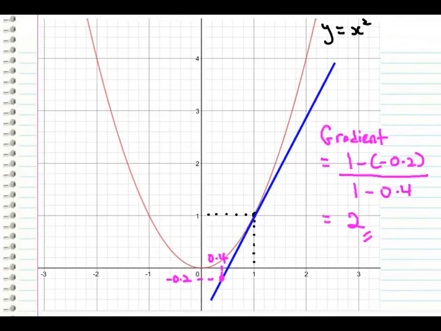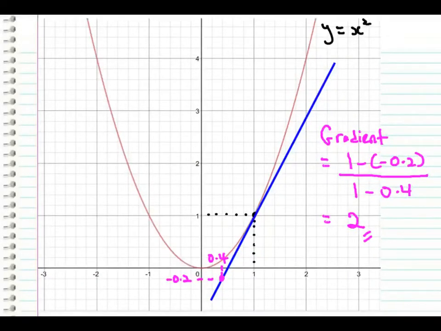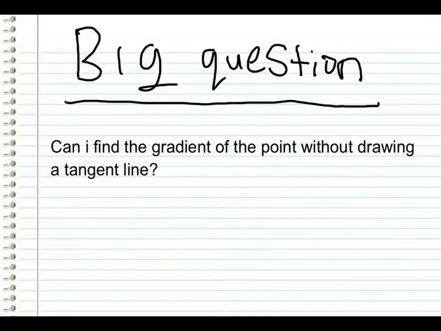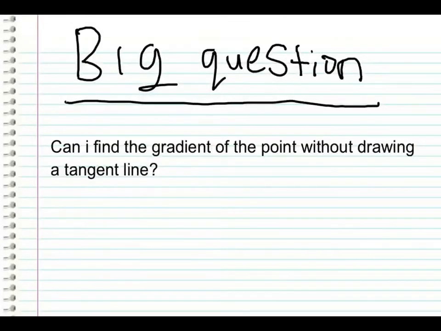point. As mentioned before, to find the gradient of a line, we require 2 points and apply the formula for gradient. In this case, the gradient at the point x equals 1 on the curve y equals x squared is 2. Here comes the big question. Can I find the gradient of any point on a curve without drawing a tangent line?